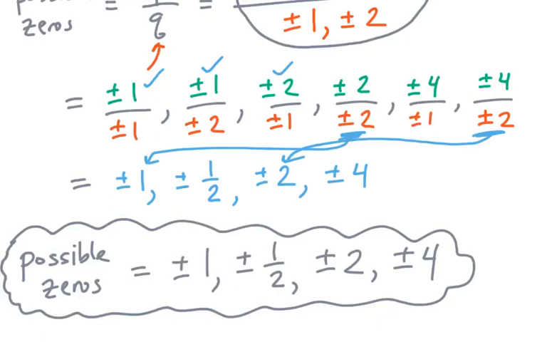So that's a little bit about how to use the rational zero theorem. We're going to want to use it in a more thorough way in the future, which is we actually want to find the specific zeros of a polynomial. We'll do that in the next video.